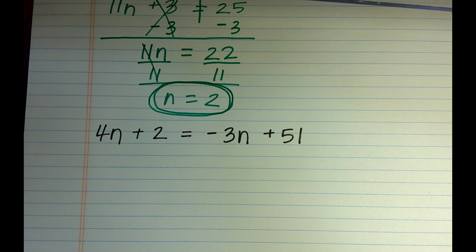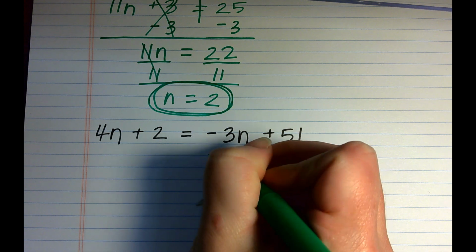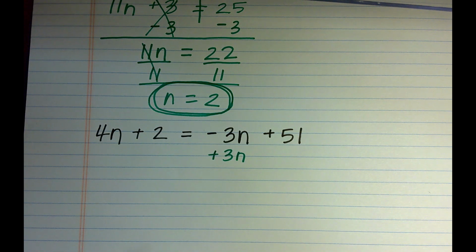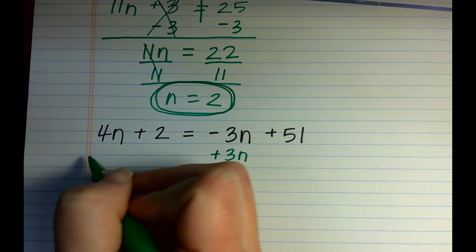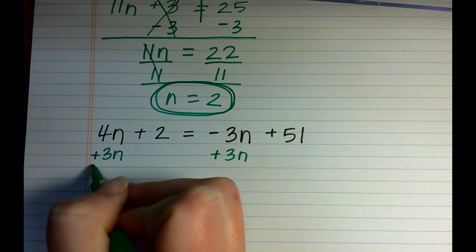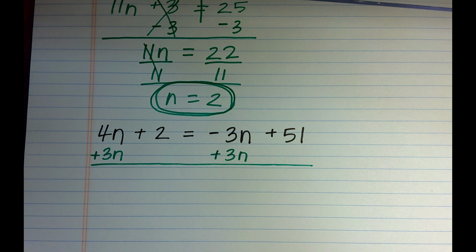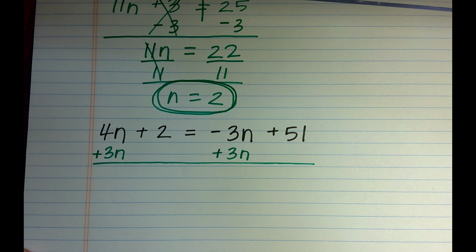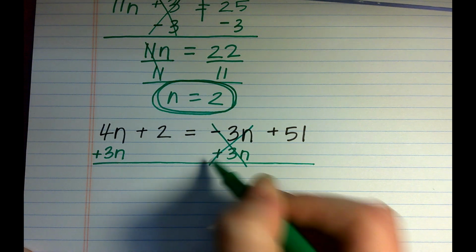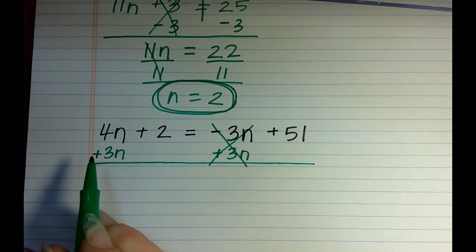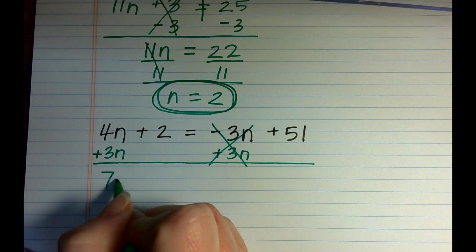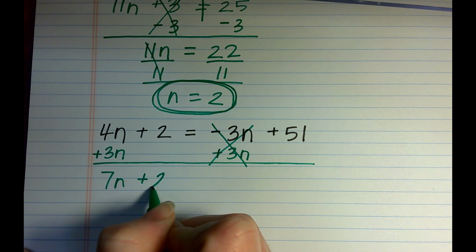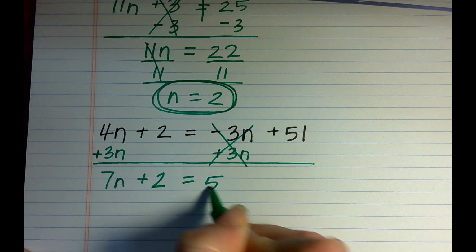What do we want to do first? Add 3n. Yes. Yeah, let's do it. Plus 3n. And where else do I add 3n? Under 4n. Good. So plus 3n. All right. And what happens next? The 3n's cancel. Then you drop everything down. 7n plus 2 equals 51. Bring everything down. 7n plus 2 equals 51.